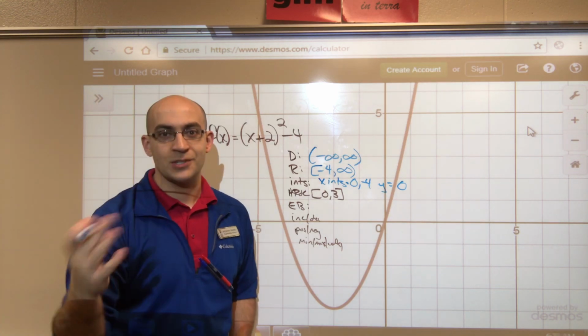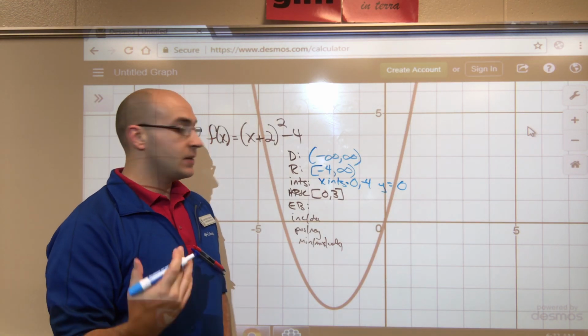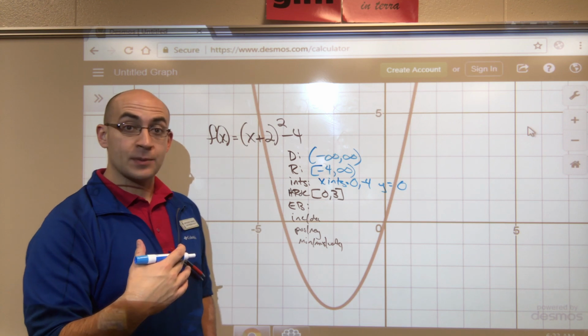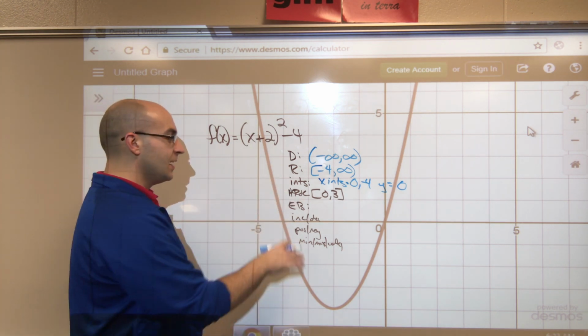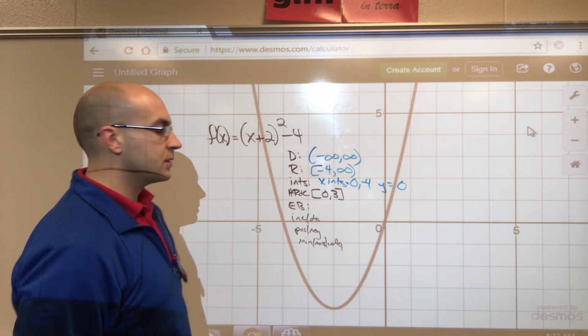Now, I've been forcing you guys to do this algebraically. You don't necessarily have to do that here because you're going to have a visual representation on a graph. So you're welcome, okay? Let's skip AROC for a second because that takes the longest to do.